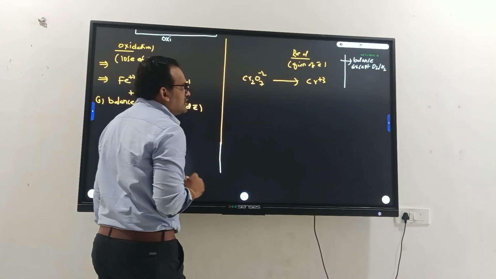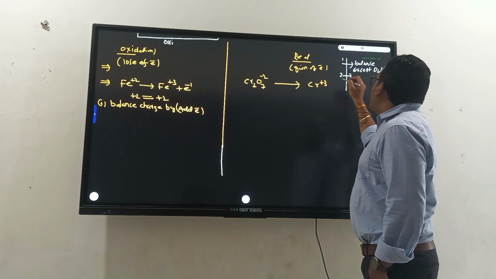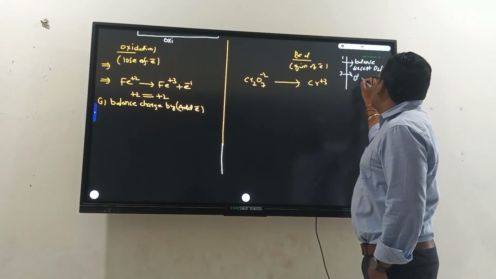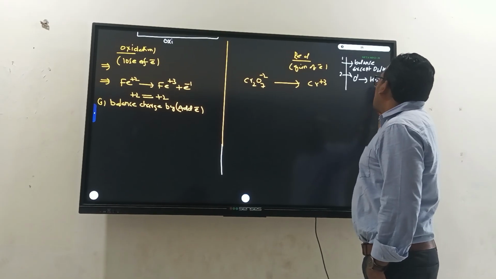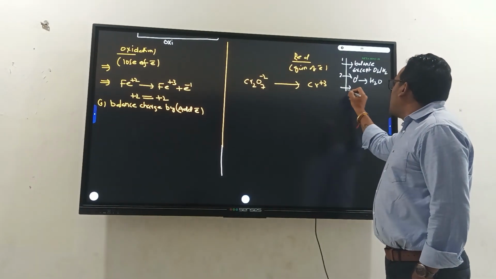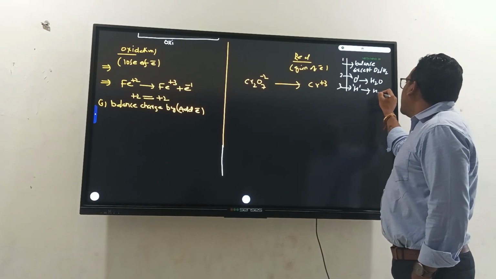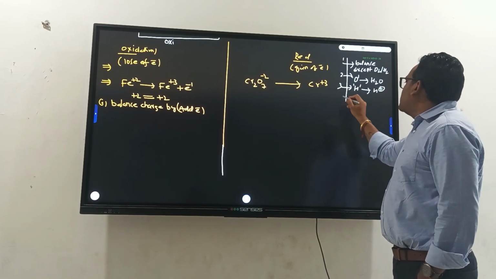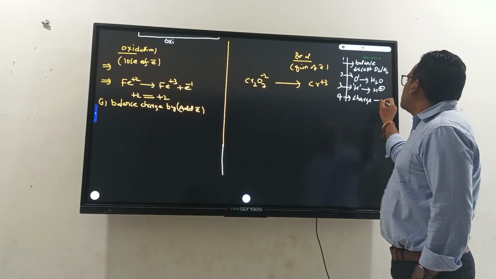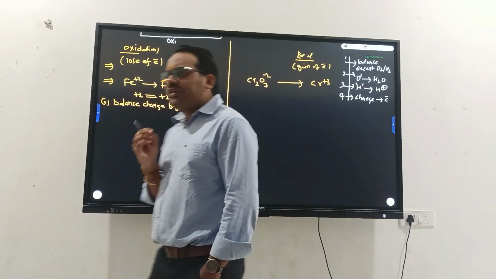So now what you have to balance, children? Chromium I have to balance. This is the first rule, children. What is the second rule? Oxygens are balanced by H2O. Next one, children, third one. Hydrogens are balanced by H plus ion. And what is the fourth one? Charge is balanced by electron. These are only 4 steps, children. This is very simple.